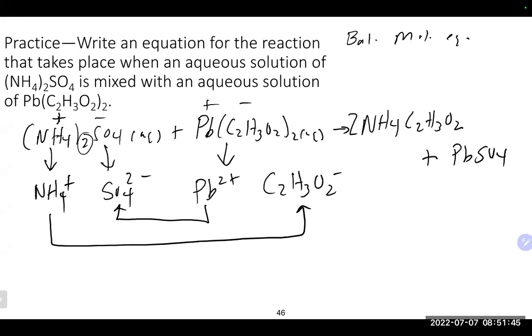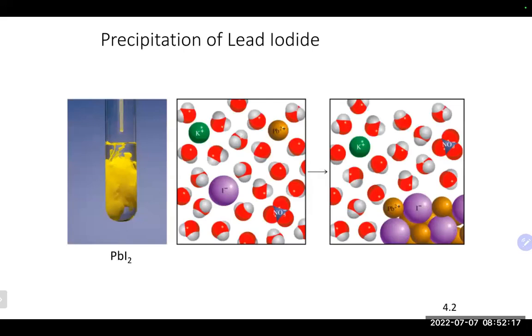We can use our solubility rules looking at our ammonium acetate. Ammonium is soluble in everything. There's no exception. So that should be aqueous. Also, acetate is pretty much soluble as well. Lead 2 sulfate. Sulfate is going to be insoluble here with lead, and we would get a precipitate in this particular case. Any questions on that there? Okay. So there's our pictures of what's going on.